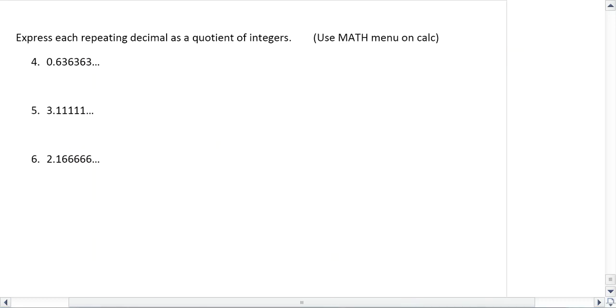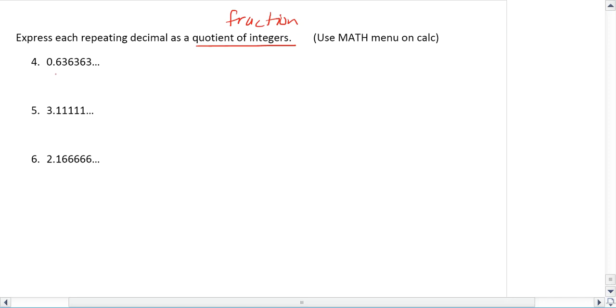The last thing we are asked to do in this section is to change repeating decimals into fractions. When your book says a quotient of integers, that's just a fancy way of saying fraction. Now, there is an algebraic way to do this, but since it is a calculator function, we're just going to use our calculators for this. So when you enter a repeating decimal, please enter several repeats, maybe about 5 or 6, just to make sure we have enough for accuracy.